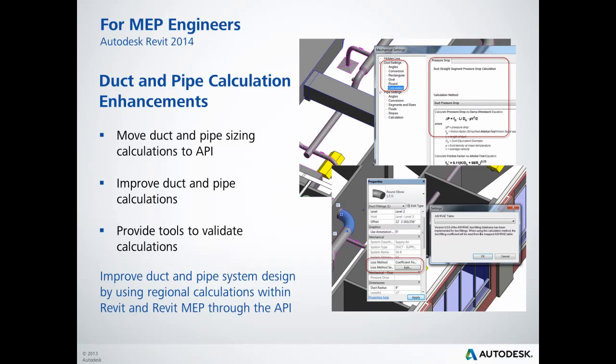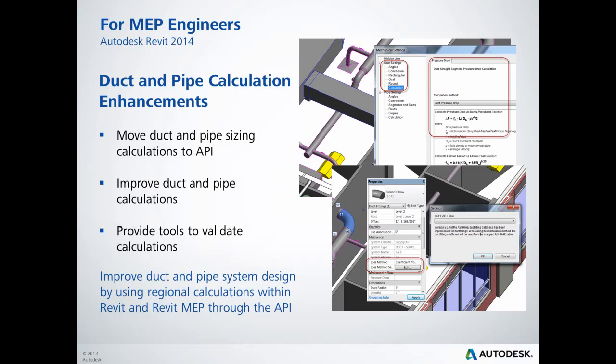The duct and pipe calculations have been moved to the API, giving you the ability to use regional calculations with Autodesk Revit. You can select which duct and pipe calculations are used in a project file. Calculation methods for straight duct and pipe segments allow third-party developers to create calculation methods installed as add-ins to take the place of default calculation methods within Revit. You can specify different calculation methods for straight segments of duct and pipe in the mechanical settings. For duct, you can also specify the method for calculating pressure loss.